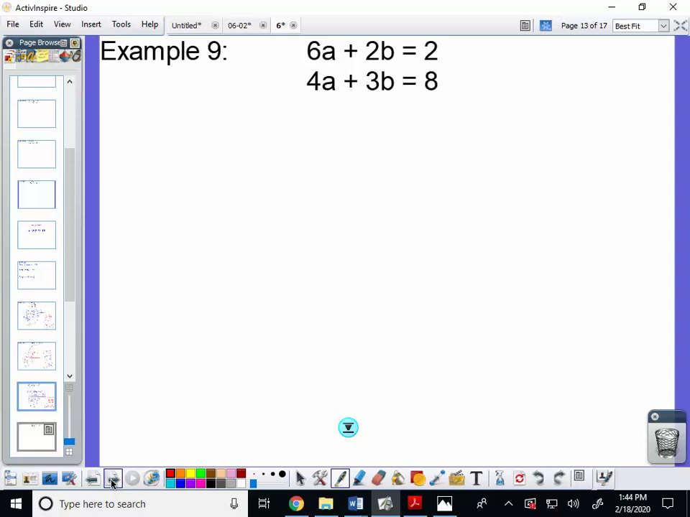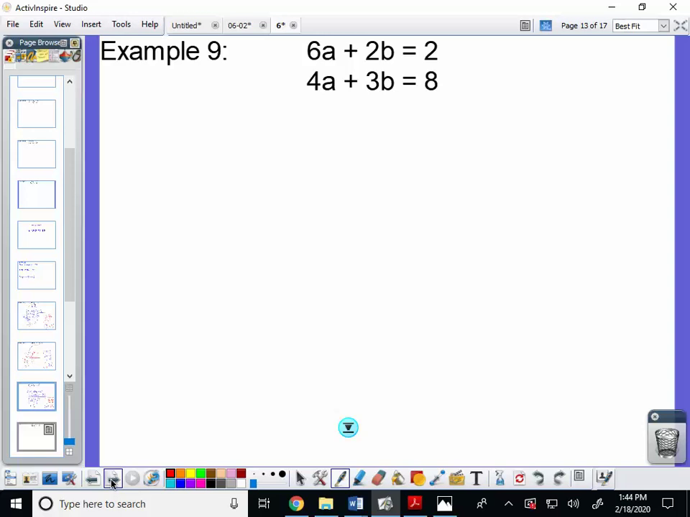Let's do this one. This example, we have a's and b's. Does it matter if they use x's and y's or a's and b's? No, we'll just write it in alphabetical order and write our solution. So 6a plus 2b equals 2. And 4a plus 3b equals 8.